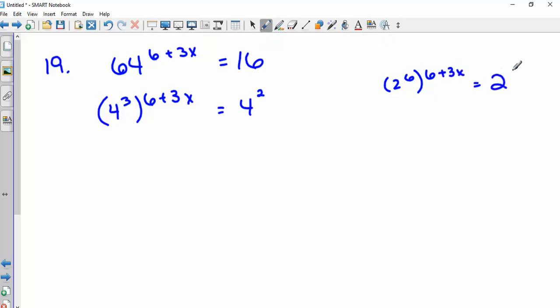And a 2 to the 4th. So either way, we're going to get there. Okay, when you have a power to a power, what do you do with those exponents? Multiply.